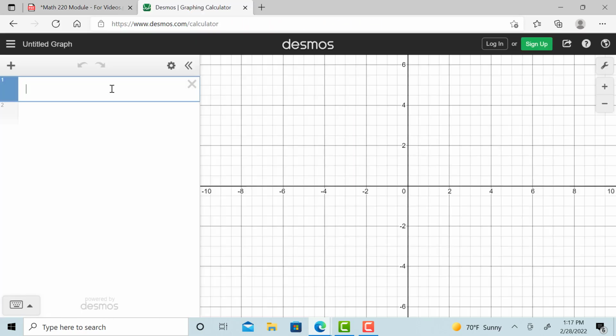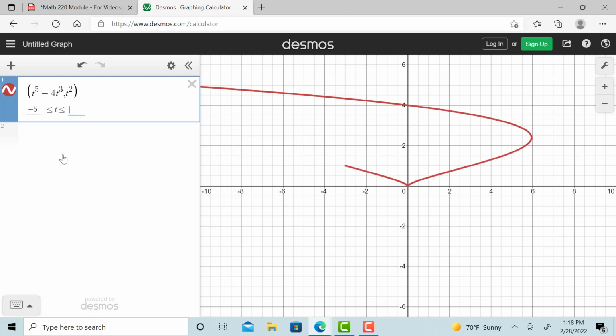So we can go ahead and first graph the parametric equations. For x, we have t to the 5th minus 4t cubed. And then for y, we had t squared. And I didn't limit t. This is only going from 0 to 1. So we already know that our tangent lines are going to be at t equals negative 2 and positive 2. How about if we just put like negative 5, positive 5 here? Okay. All right, so now let's graph a tangent line.